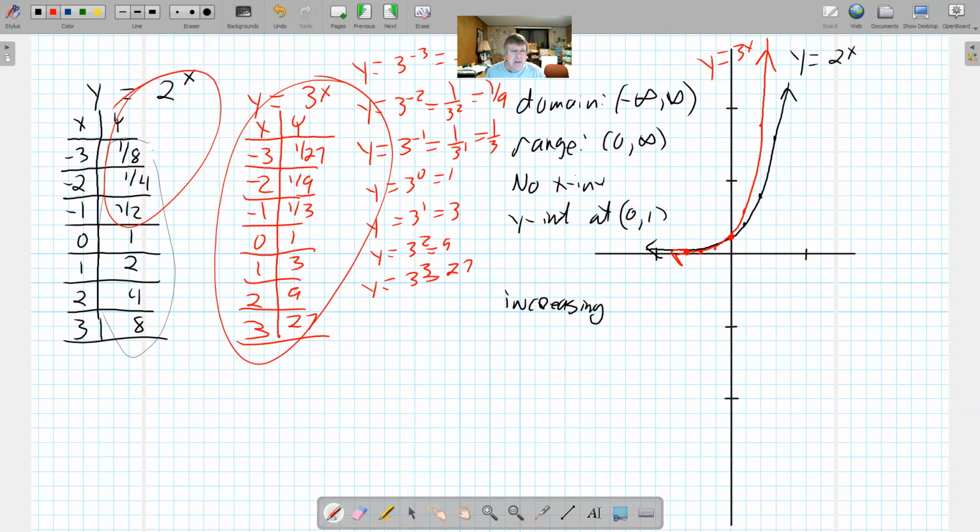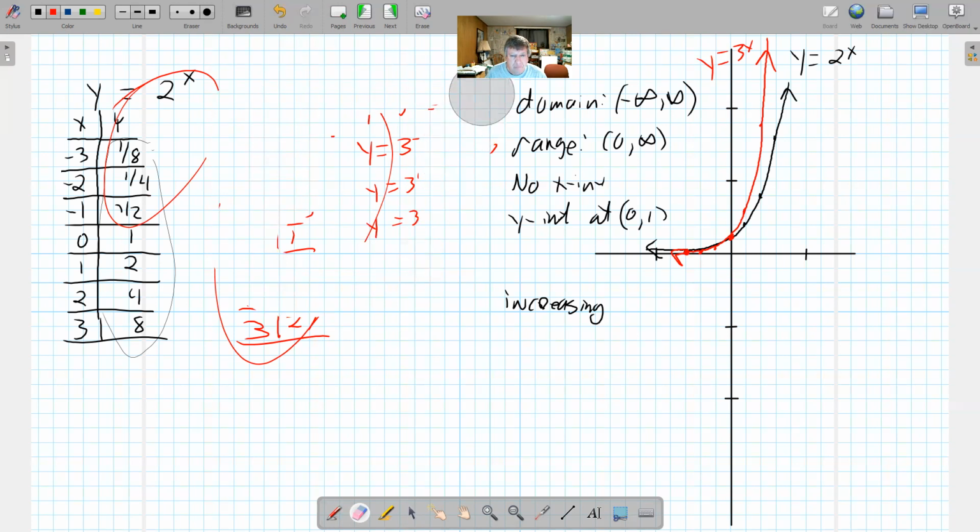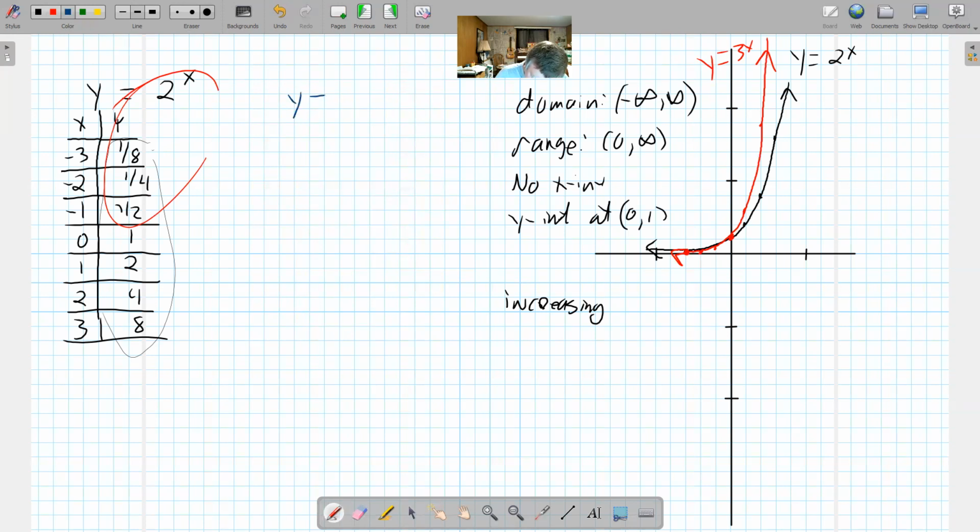All right, let's go back and look at yet another graph. And this time, we're going to go with blue. y equals 1/2 to the x power. And again, I'm going to use the same table values. x, y: -3, -2, -1, 0, 1, 2, and 3.